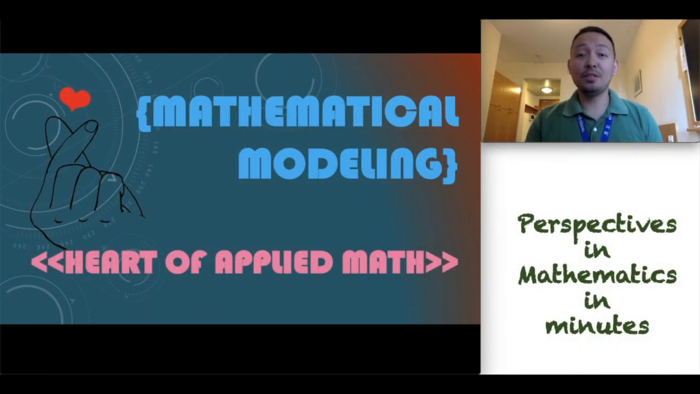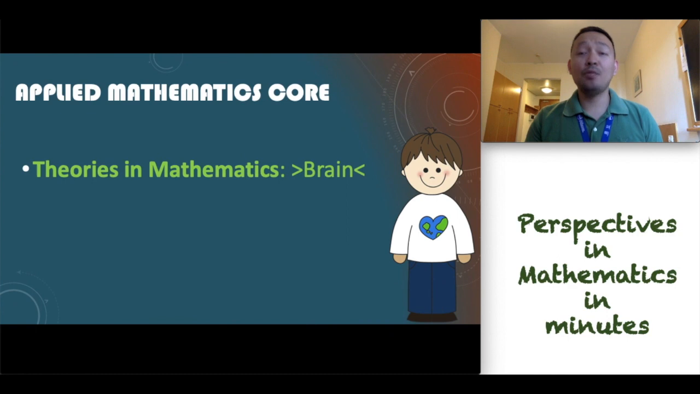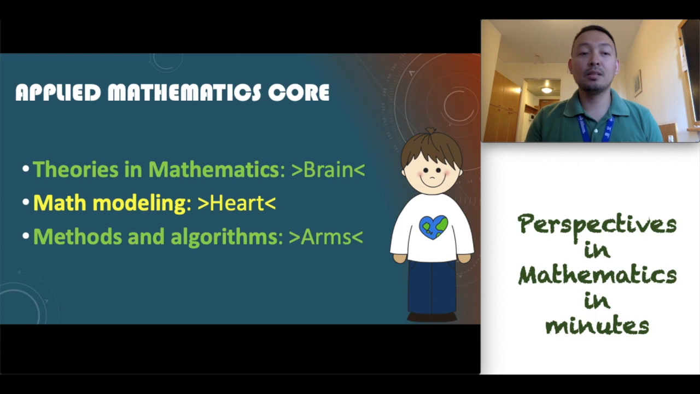Our topic in this video is about mathematical modeling, the heart of applied mathematics. If we are going to consider mathematics as a body of a person, let's have this analogy. The theories in mathematics will be the brain, mathematical modeling is the heart, and the methods and algorithms will be the arms, so that we can reach our goals, and the different application areas will be the legs, so that we can go to many directions.